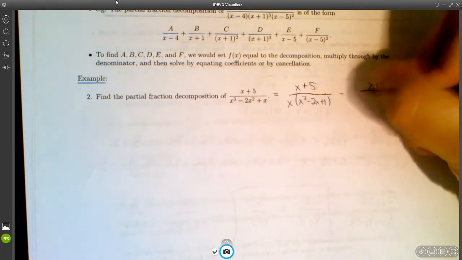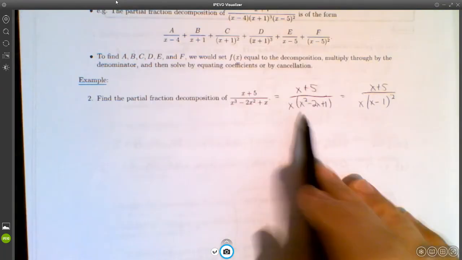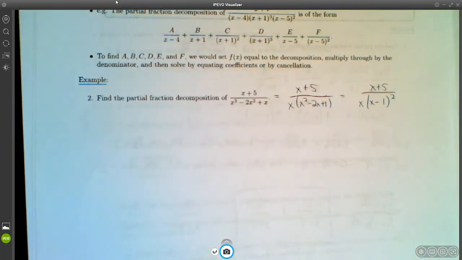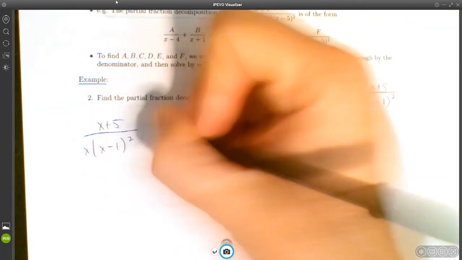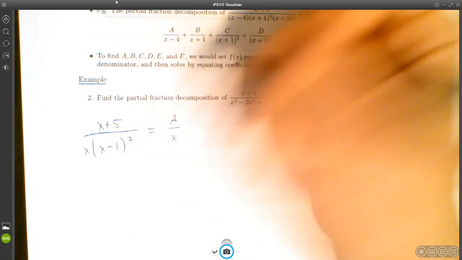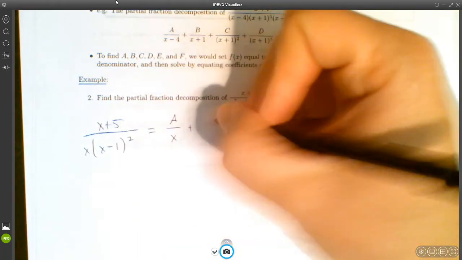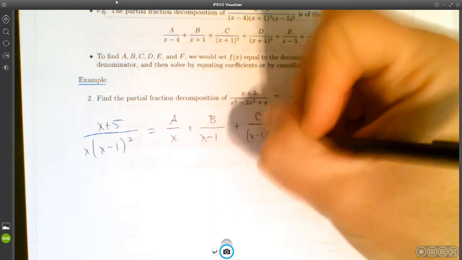So I have (x plus 5) over x times (x minus 1) squared, right? The x squared minus 2x plus 1 is just x minus 1 times x minus 1. Okay? Well, let's set up the format of the partial fraction decomposition. We would say (x plus 5) over x times (x minus 1) squared would equal, for x, I'm just going to have one copy, right? An A over x. For x minus 1, I'm going to have two copies, right? One of them is going to be B over x minus 1, and the other one is going to be C over (x minus 1) squared.